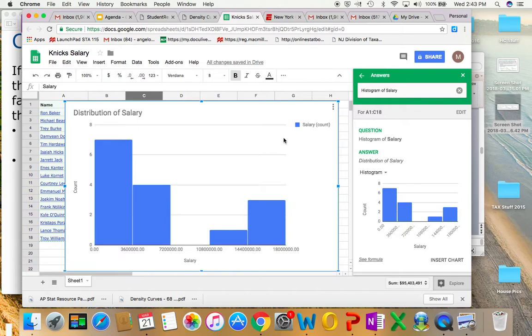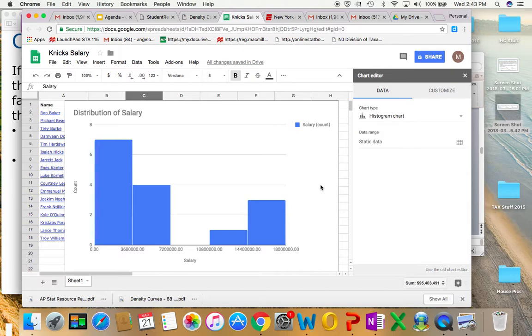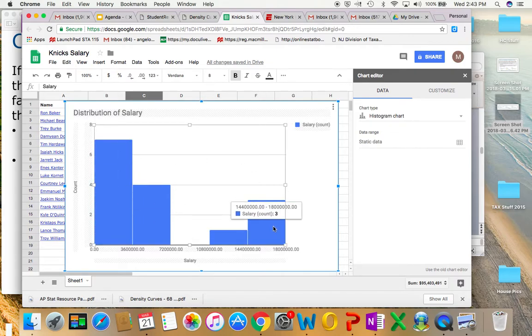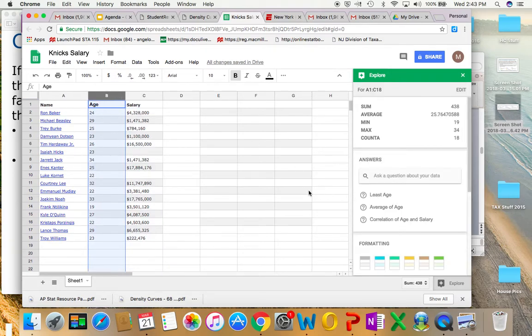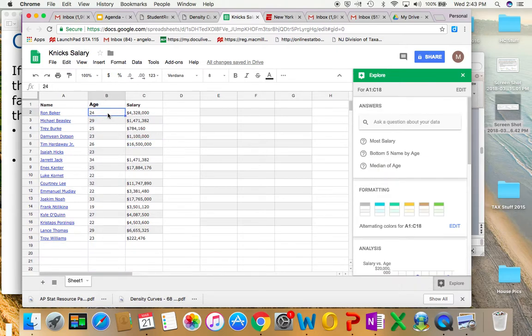It's definitely not normal. It's definitely not symmetric. So I can't use 68, 95, 99.7. I can't use z-scores either. I'd have to use my 5-number summary to describe this distribution. So let's scrap this for now. Let's go over to age and look at that histogram.